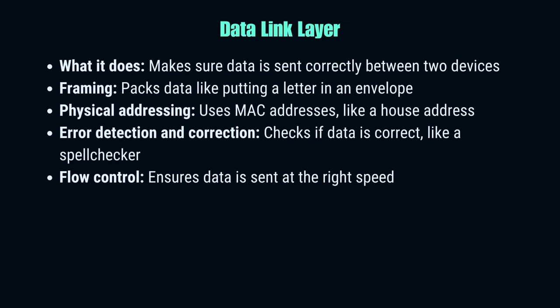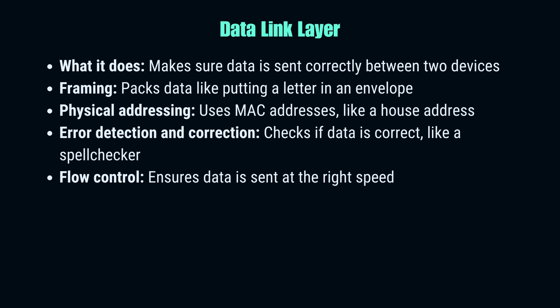This layer takes the raw bits from the physical layer and organizes them into larger units called frames. Each frame typically includes the sender's and receiver's physical addresses, MAC addresses, the data itself, and error checking information. One of the key functions of the data link layer is error detection and correction. It checks if data has been corrupted during transmission and can often correct minor errors or request retransmission if necessary.